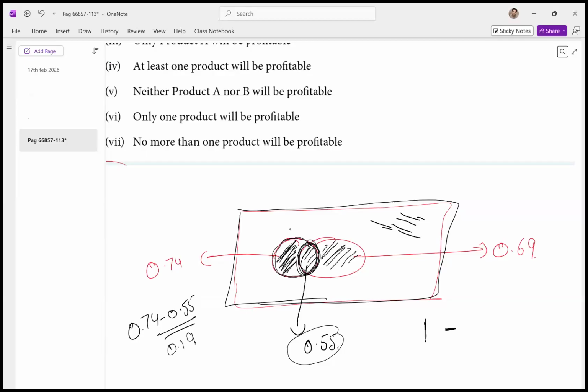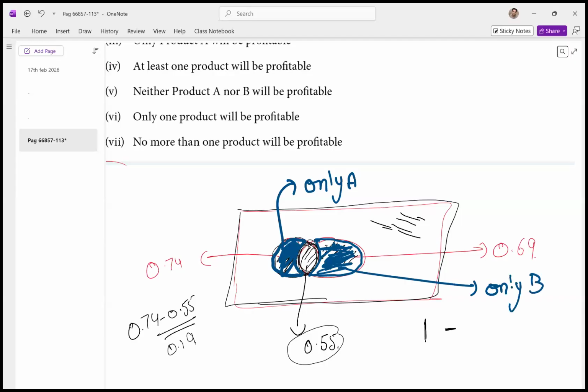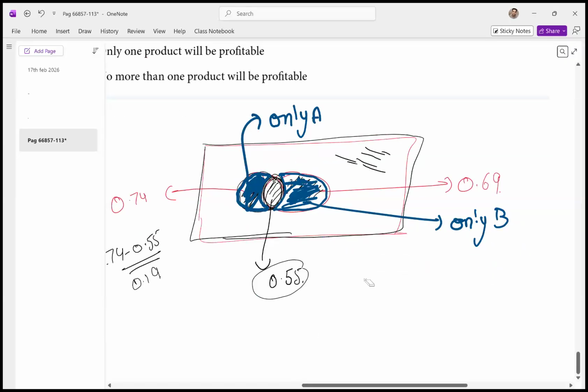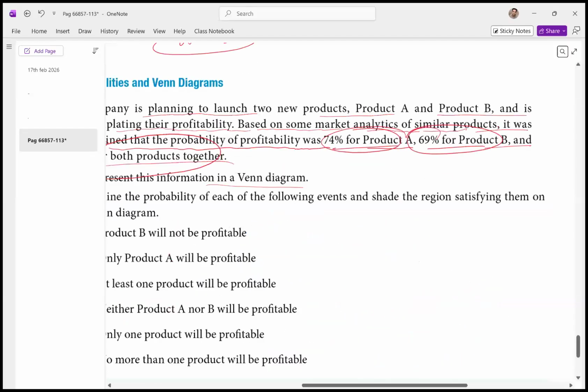So only A. And this section, let me highlight it also. This section which I'm coloring with blue is also called only A. And this section, which again I'm coloring with blue, is called only B. Now I'll request you to pause the video and try and find only B. Hopefully you were able to find section B. So total B is equal to 0.69. That's what is given to us in the question. Let me show you one more time here. This is 69% for product B.